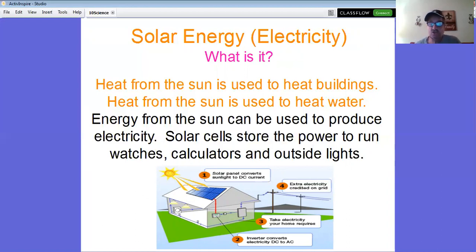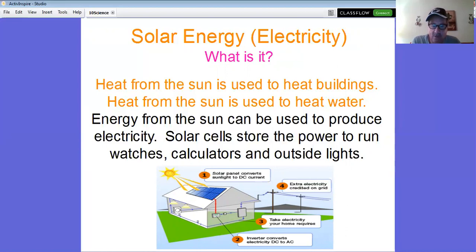Solar cells store the power necessary to run watches, calculators, and outside lights. A lot of people have solar-powered lights surrounding their property or surrounding their house. And the electricity used to power those lights comes only from the sun.